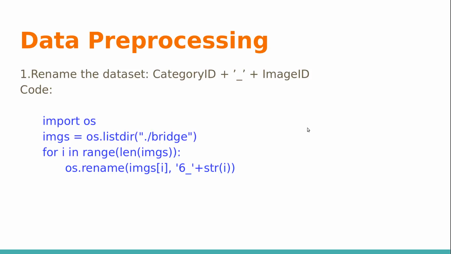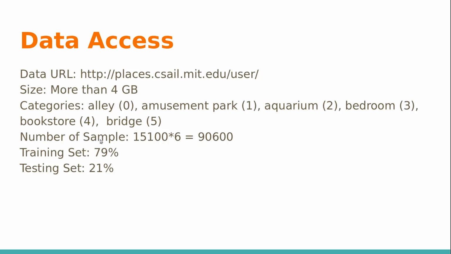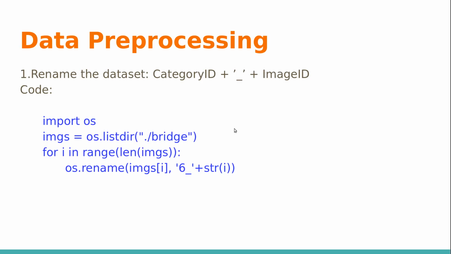Each of the categories contains about 15,000 images, so I assign each of the images an image ID to differentiate them. Here is the code. I first import the operating system library, and then deal with the images one by one.